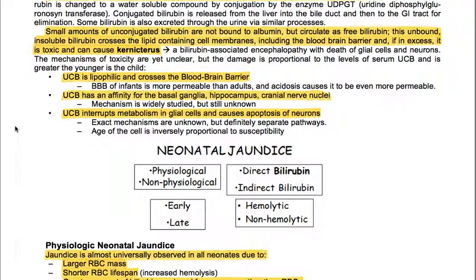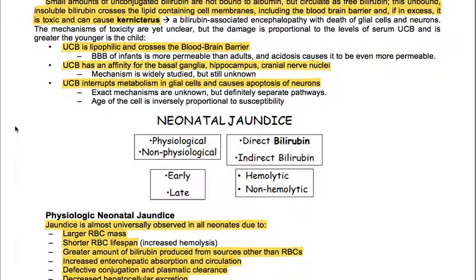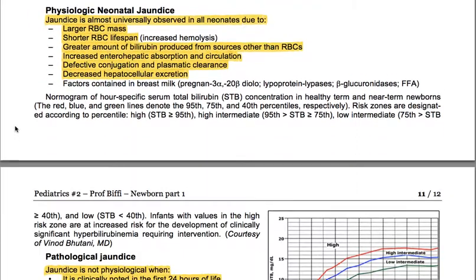Bilirubin has an affinity for the basal ganglia, hippocampus, and cranial nerve nuclei. The mechanism is widely studied but still unknown. Unconjugated bilirubin interrupts metabolism in glial cells and causes apoptosis of newborn neurons. Exact mechanisms are unknown but definitely involve separate pathways. The age of the cell is inversely proportional to susceptibility. Neonatal jaundice can be classified as physiological or non-physiological, direct or indirect bilirubin, hemolytic or non-hemolytic, and early or late.